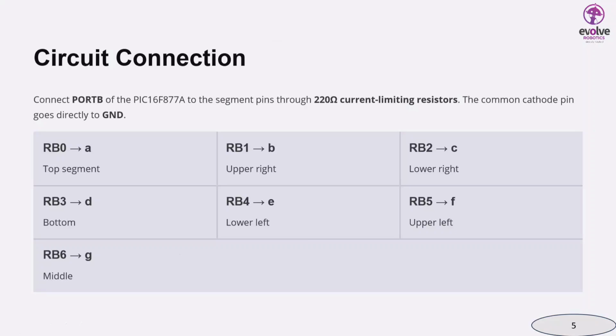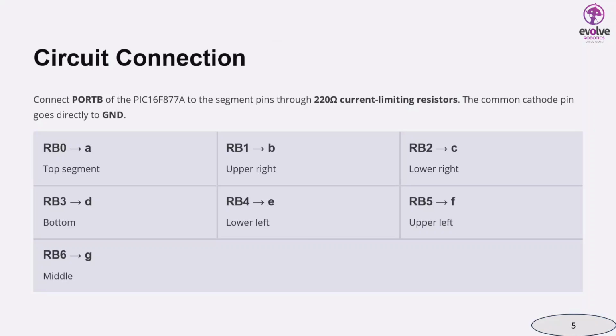While you are making the hardware connection, the common cathode pin of the display is connected directly to the ground. Make sure all the connections are correct before powering the circuit.